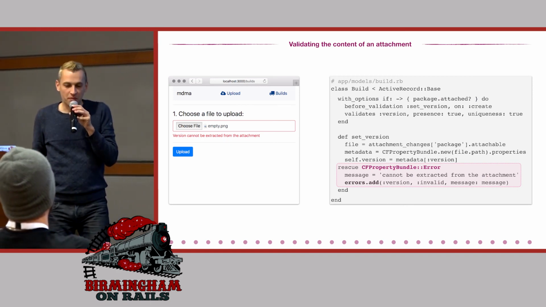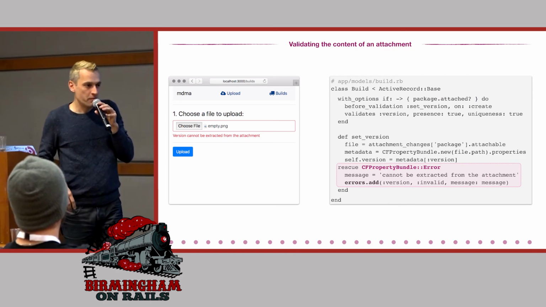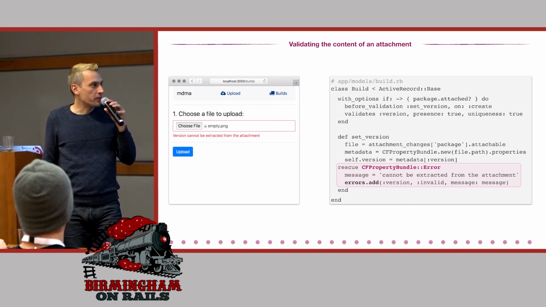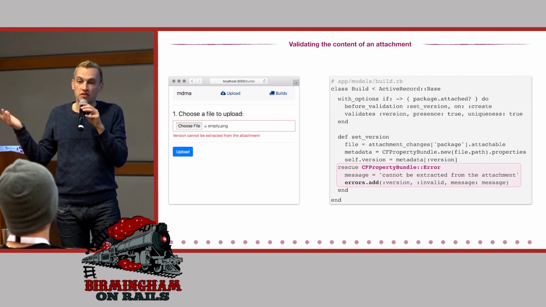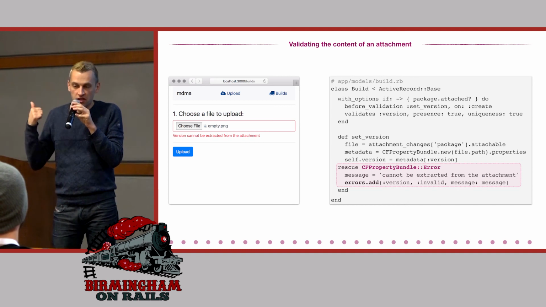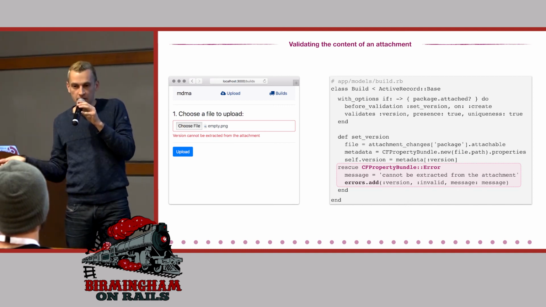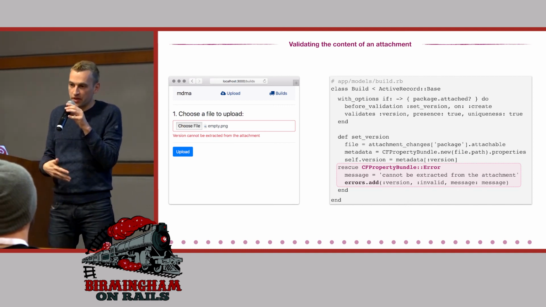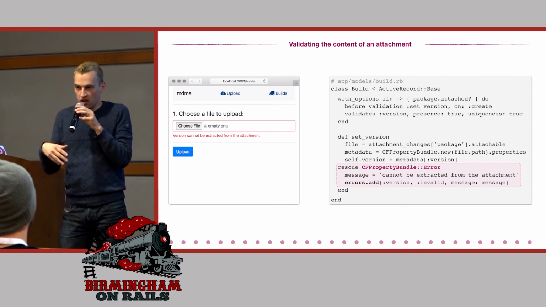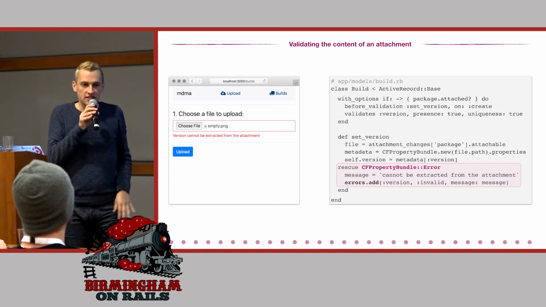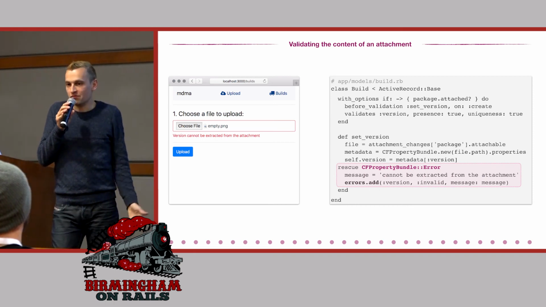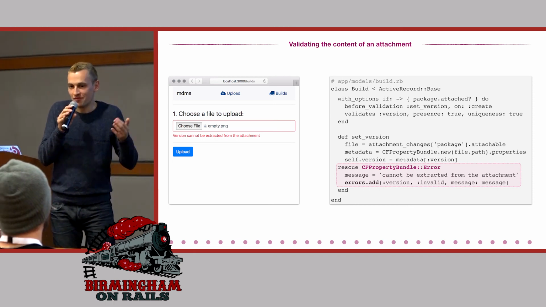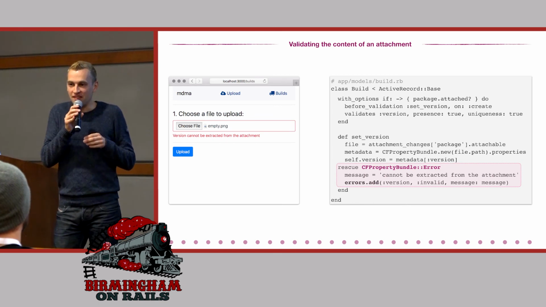And then the very last part, if you remember, I mentioned that this CFPropertyBundle can raise its own custom error in case anything goes wrong with extracting the version. It's not a zip file. It is a zip file, but it doesn't have the information that Apple wants. In any of those cases, we can actually rescue it right there and say, I wasn't able to extract the version, so fix it, upload a different file.